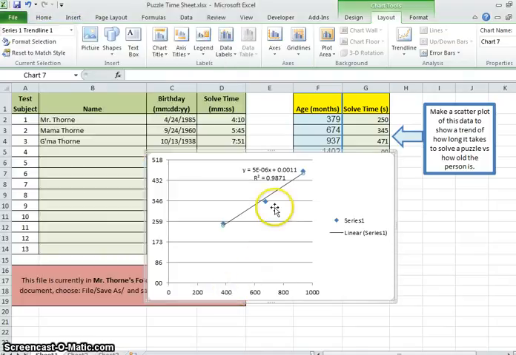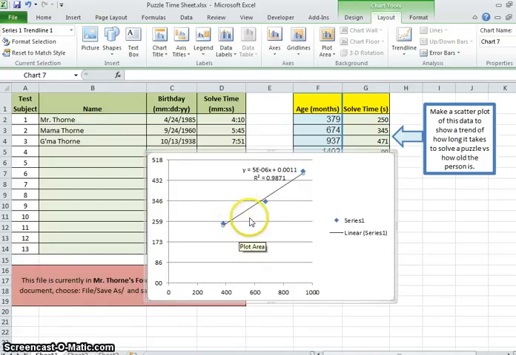Alright, now remember, the closer this is to 1, the more likely that this is a good indicator of the data, that x is related to y. In this case, I tried to make it to where it would show that. Your data may not show that because you guys are all pretty close in age.